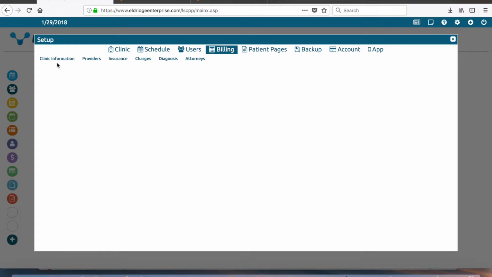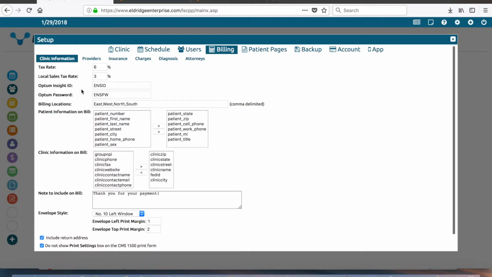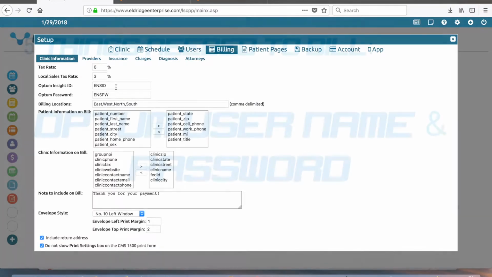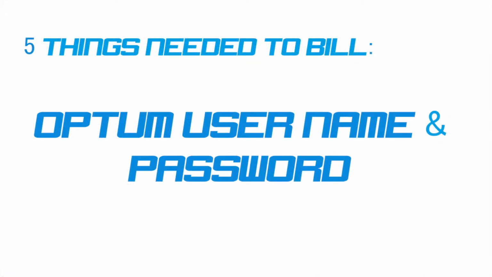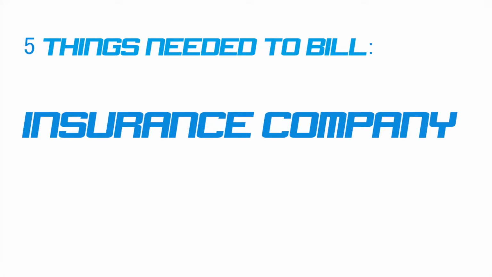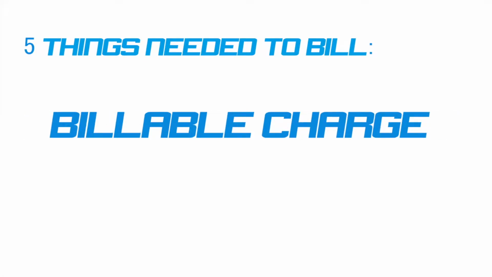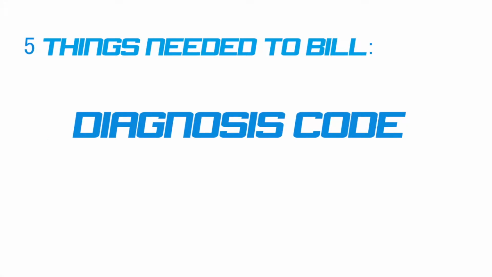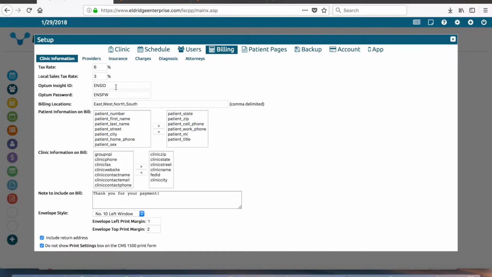To electronically bill insurance in the system, you are required to have 5 items. Number 1, an Optum username and password. 2, a provider. 3, an insurance company. 4, a billable charge. And 5, a diagnosis code.